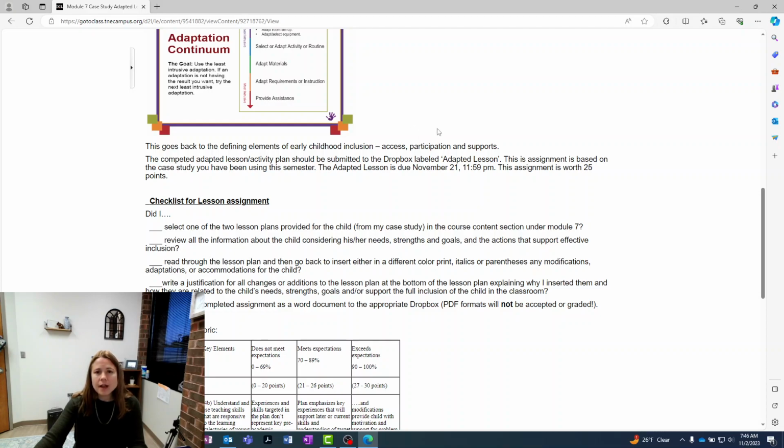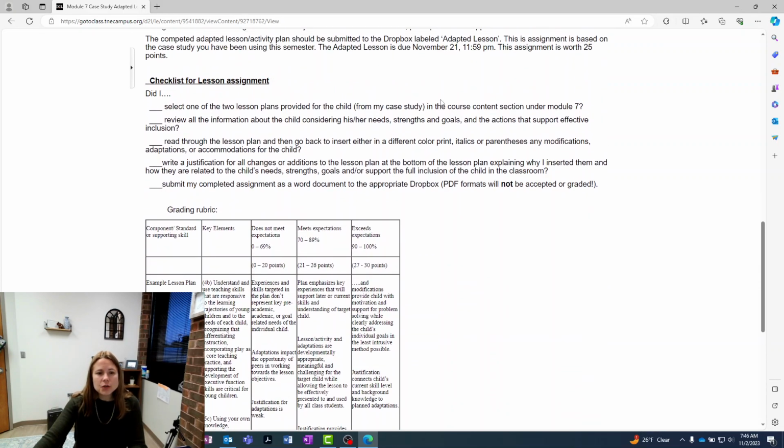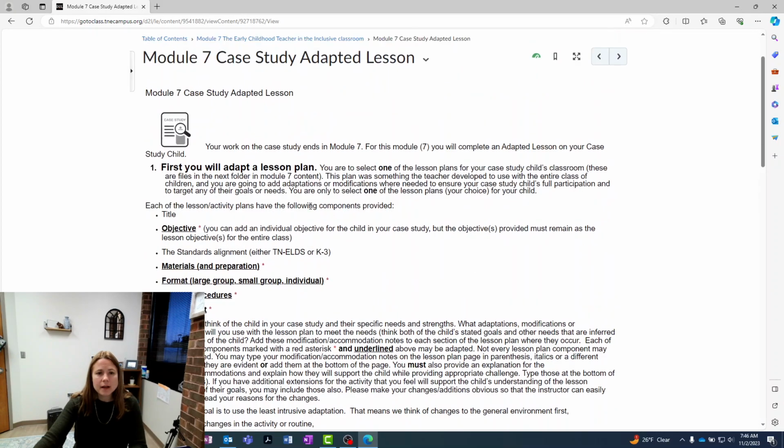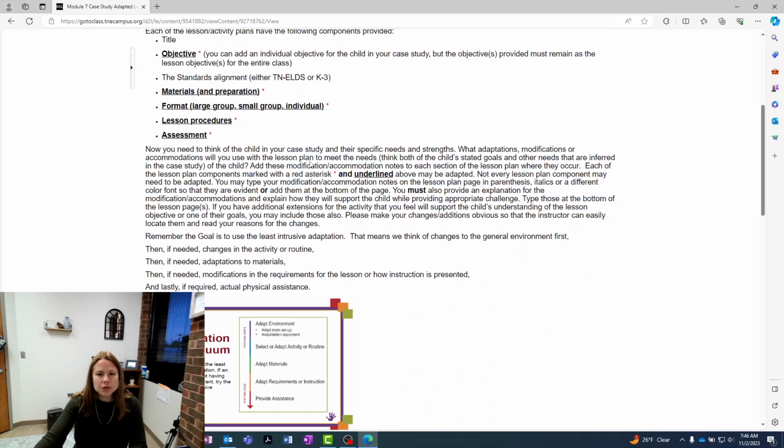So you have some time to do this. It's not going to be due until November 21st, and it is worth 25 points. I do have a checklist here for you. Did I do these things? Because that's really going to help you make sure that you hit all the things you needed to hit. And then, of course, your rubric. Up here, just make sure you read this.